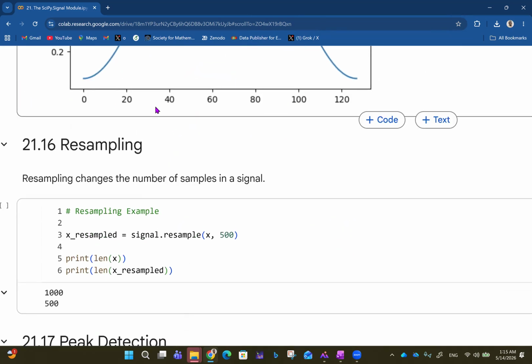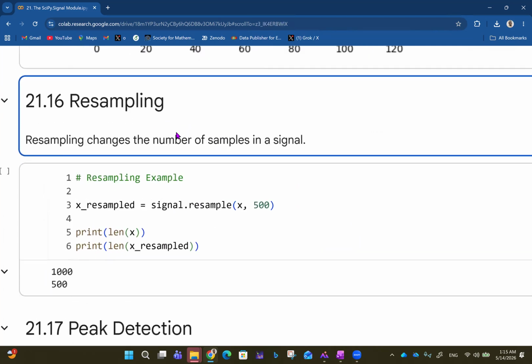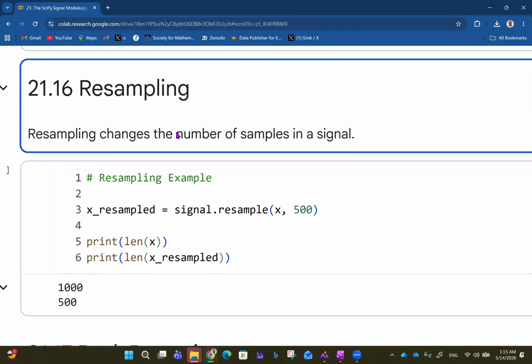Then you can also resample. Resampling changes the number of samples in a signal. So in data analysis generally, sometimes you have some data that are not so suitable for the purpose you want to use them for. So there are some standard procedures for changing maybe daily data to weekly data to monthly. So depending on the actual need you have, you can always resample data like that.